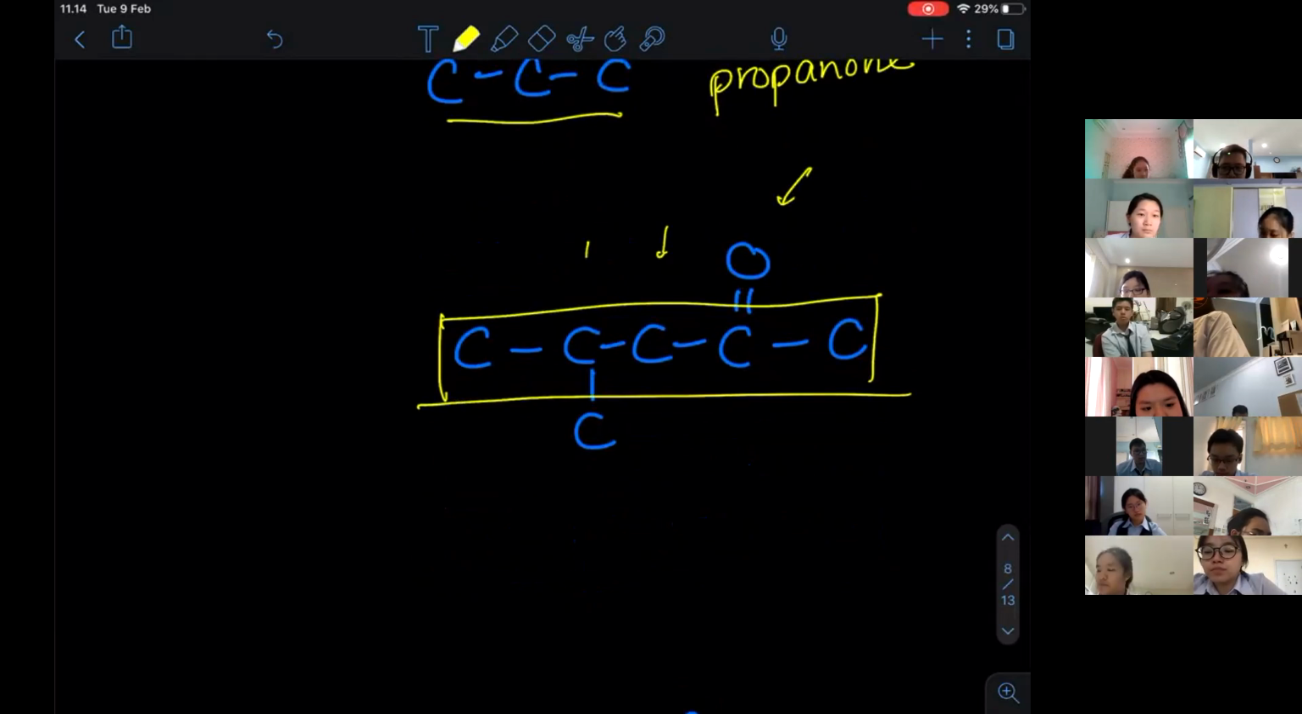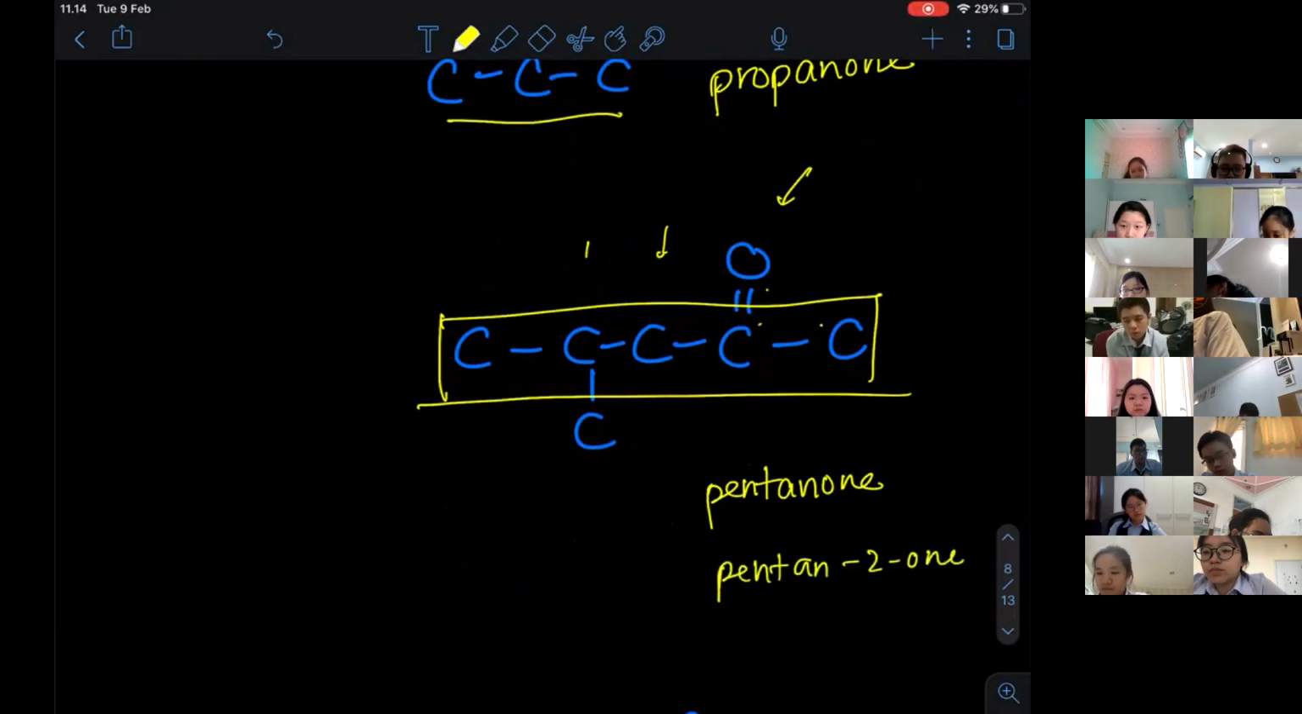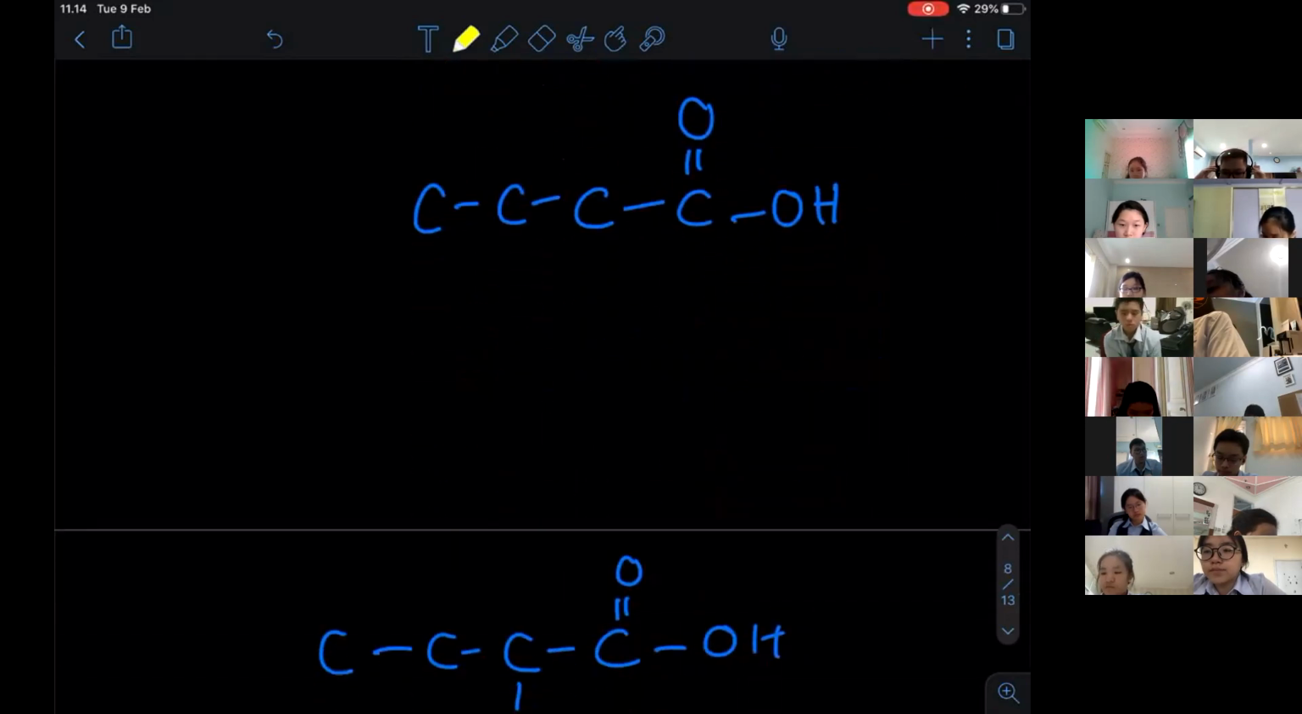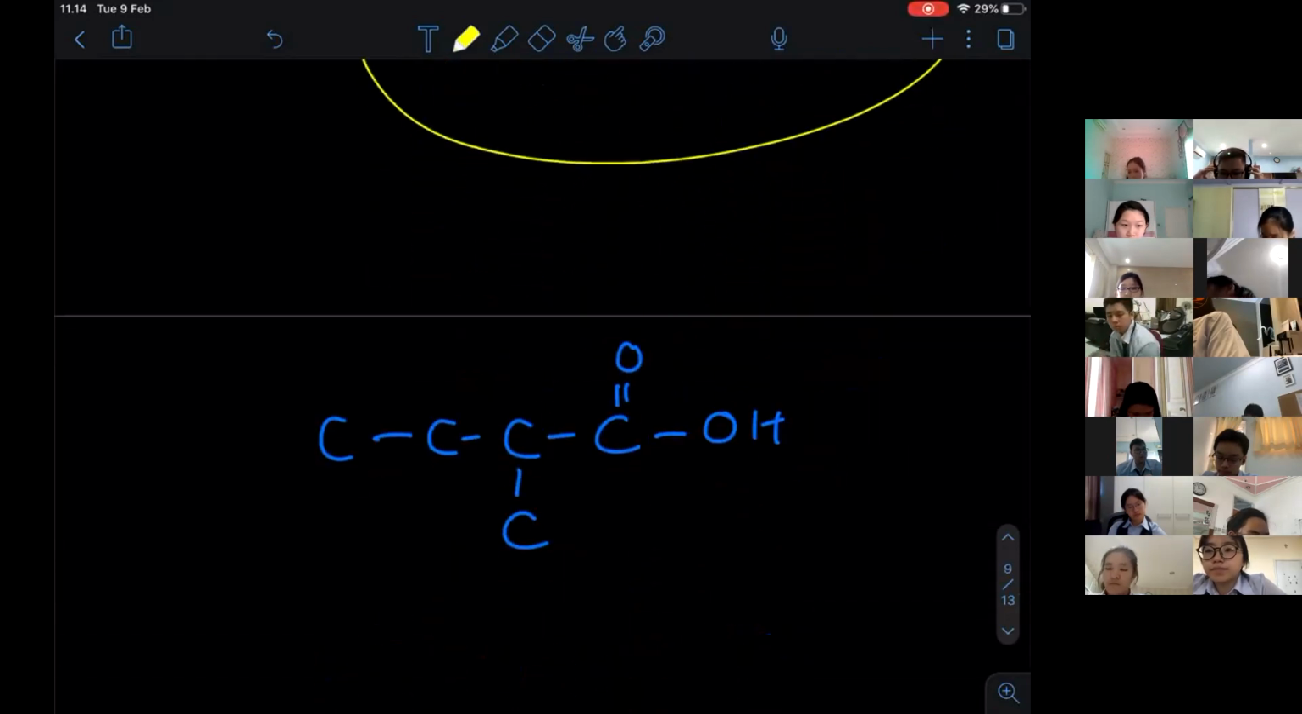So this is going to be pentanone, but the numbering is important, at position number 2. So this is pentan-2-one. So this is 2, 3, 4, so this is 4 methyl. I'm just showing you the same concept. The rest, I think you get the idea.